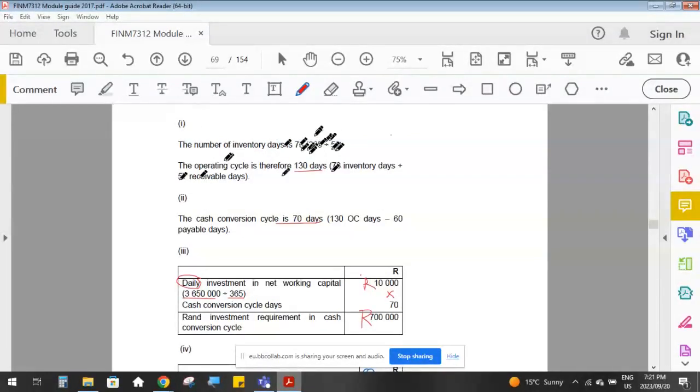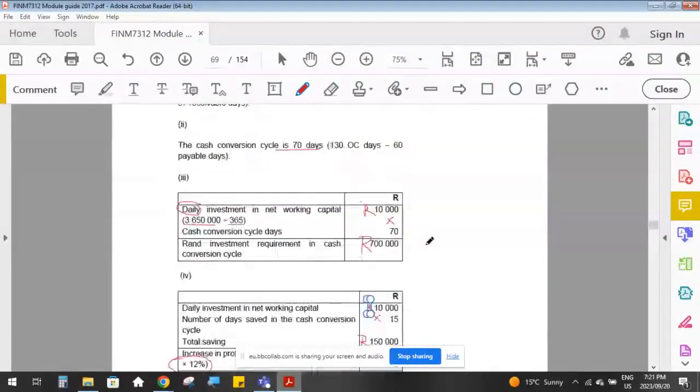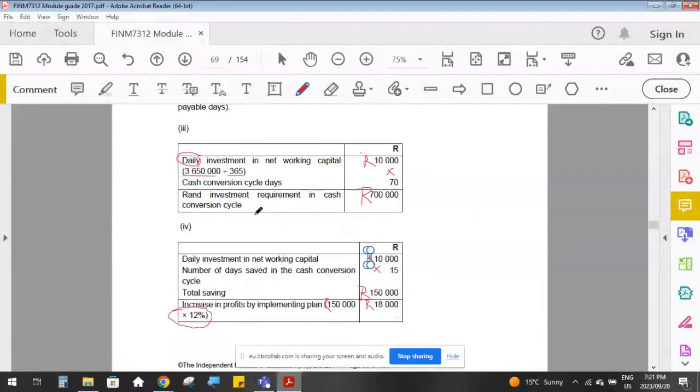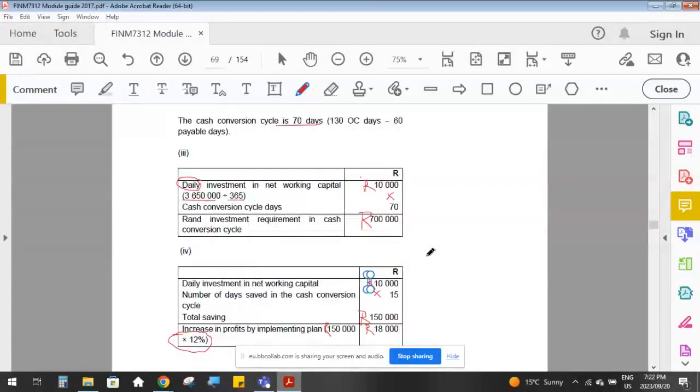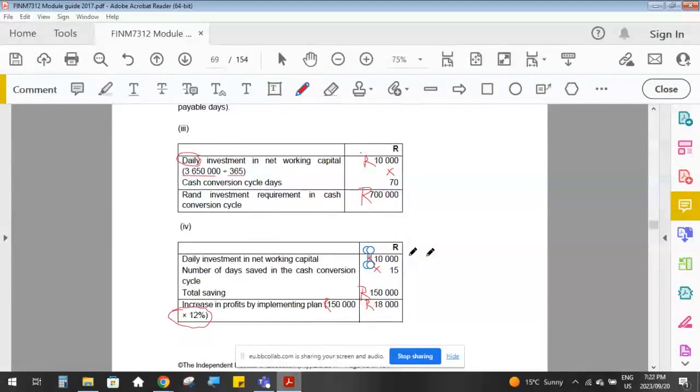So that was the 73 plus the 57. Gave us 130 days operating cycle. They gave us the 60 days payable. So 130 minus 60 is our CCC, was the 70 days. Then that was part 1 and 2. Part 3 was taking the total annual investment in working capital, divided it by 365 days to get 1 day's worth of investment. Multiply that by the 70 days in the cash conversion cycle, which tells us that we need to have 700,000 invested at any one point in time in our working capital to support our cash conversion cycle if it lasts for 70 days.